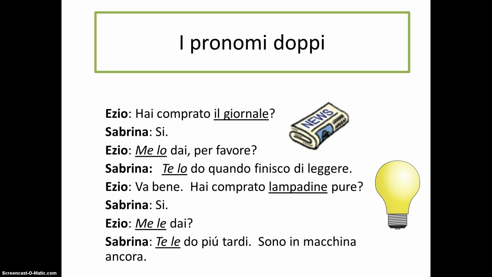Let's look at the next example in the conversation. Te lo do. Beginning at the end, do, I give, lo, it, te, to you. I give it to you. In the final set of examples in the conversation, le refers to le lampadine, the light bulbs, a feminine plural direct object. Me le dai. Beginning at the end, dai, you give, le, them, the lampadine, me, to me. You give them to me.